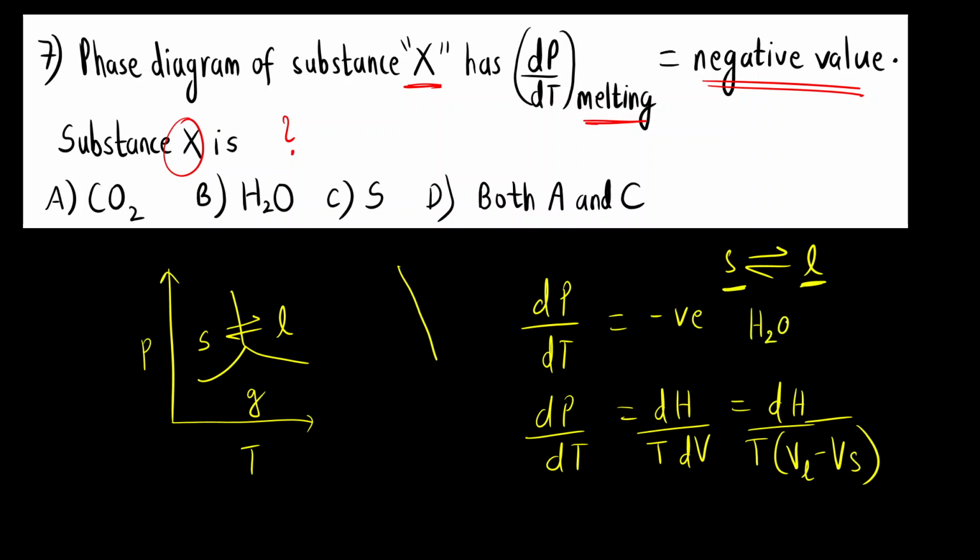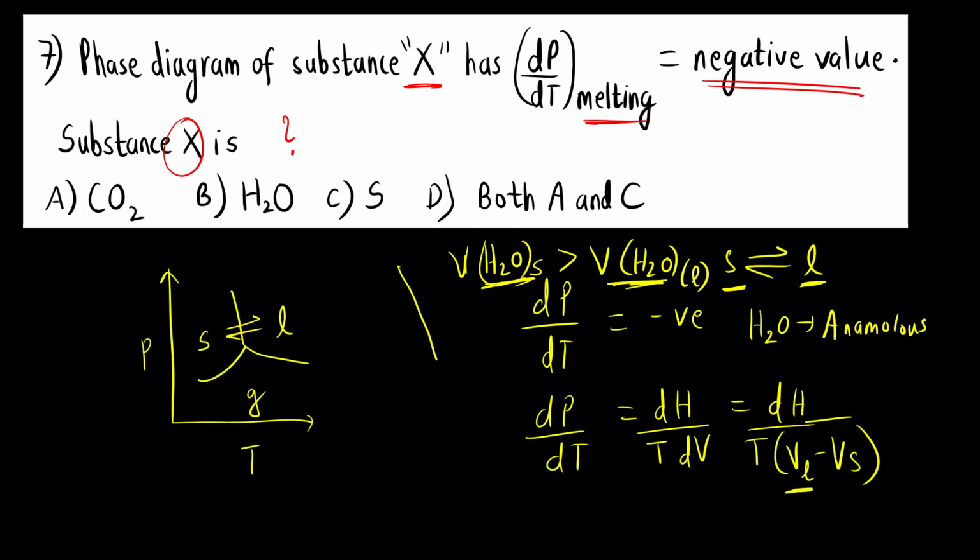But water shows what? It shows anomalous behavior. What is the meaning of that? The volume of H2O solid, that is ice, is greater than the volume of H2O liquid. Volume is more for solid ice than for liquid water. Here this is VL minus VS. Volume of ice is more and here there is a negative change.